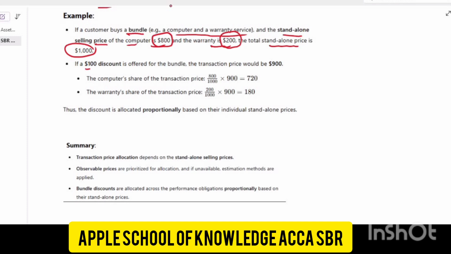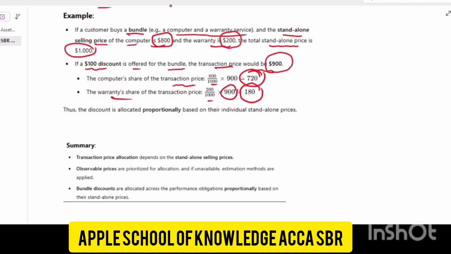Now, if a $100 discount is offered for the bundle, the transaction price would be $900. The computer's share of the transaction price will be this one. Sorry, 800 is the stand-alone selling price of the computer. The total amount, you multiply with the transaction price, then you will have this amount. This is the share of the computer in the transaction price, and then the warranty is doing the same, 200 divided by 1000, and this is the transaction price after deduction of the discount, and you will have the share of the warranty is this one.